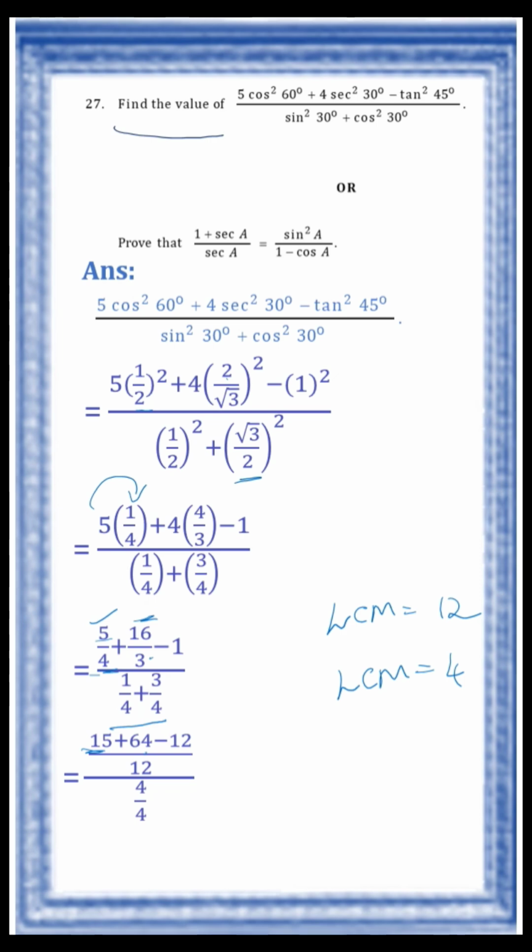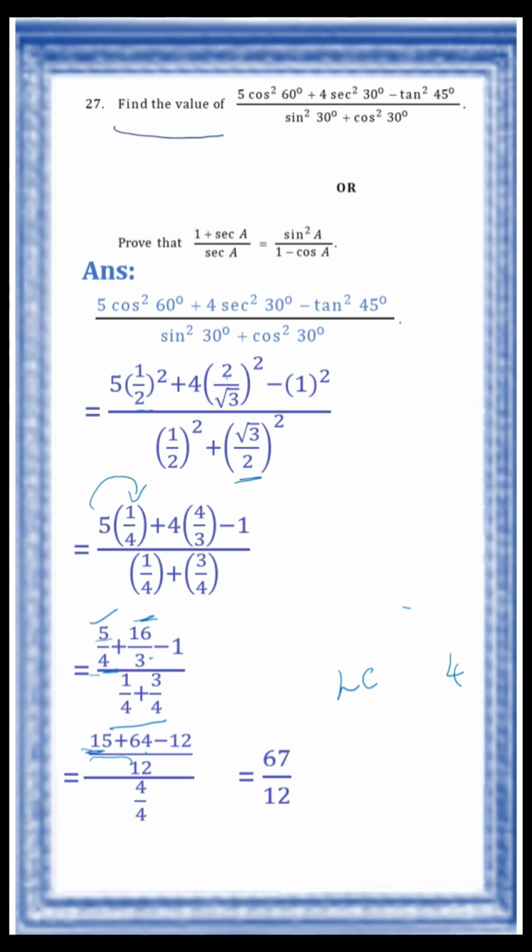Now you can solve the numerator only, because in the denominator 1 is there. That is equal to 67 by 12. How? 15 plus 64, what is it? 79 minus 12, 67. 67 by 12 is the answer.